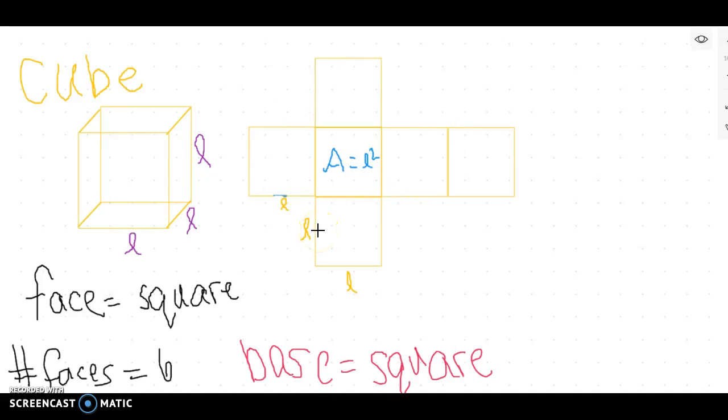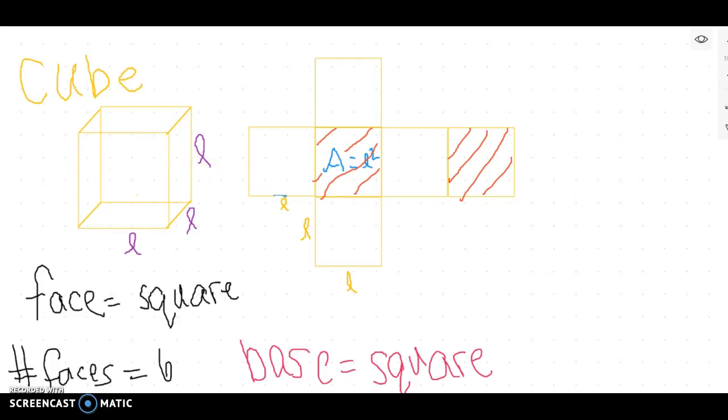If we were to unfold this bottom piece right here, I will actually color this. This would be the bottom of our cube. And this would be the top of our cube. And these four non-colored squares would be our sides. These would be these four pieces right here.